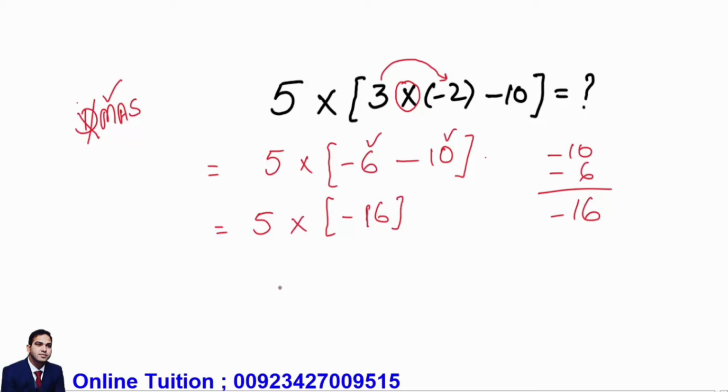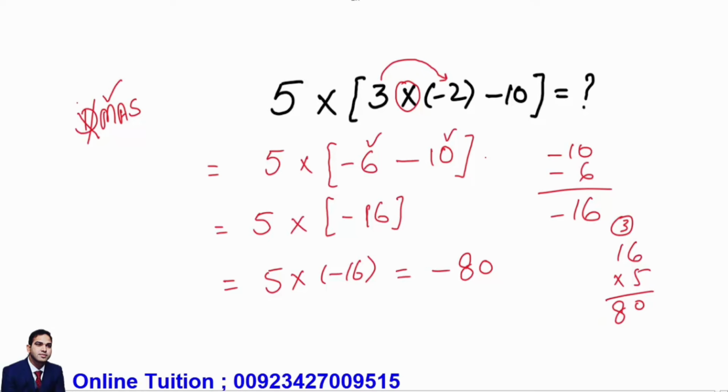Now 5 multiply with negative 16, and this is 80. 16 5s are: 5 6s are 30, 3 carry, 5 1s are 5, and 3 makes 8, so 80, and this is the negative sign. So this is the required solution of this question, and you can match your answer. If your answer is negative 80, then you are absolutely right to solve this question.